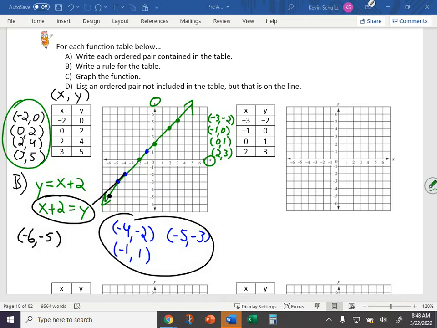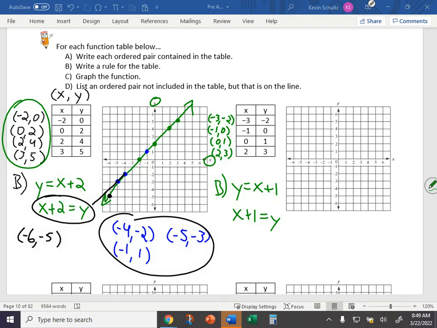What's our rule for the table? Letter B. What's the rule? Haley. Y equals x plus 1, or if you want to write that x plus 1 equals y, that is totally fine. But basically, what's the pattern here to get from x to y? For every x value that we have, we're adding 1, and that brings us to y.